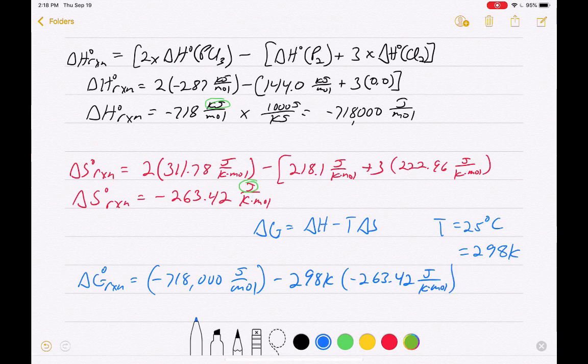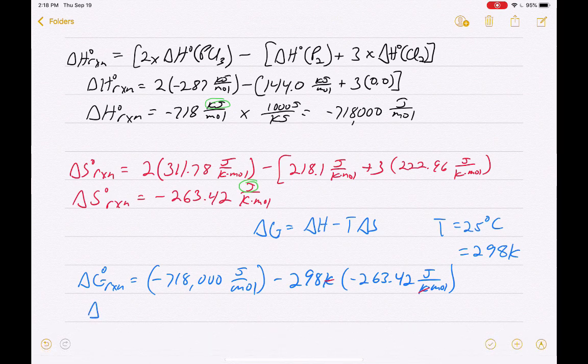And all of our units start canceling out very nicely. Our Kelvins cancel out there, and we end up with only joules per mole. And our final equation, we get delta G reaction is equal to negative 639,500 joules per mole, which is equal to negative 639.5 kilojoules per mole.